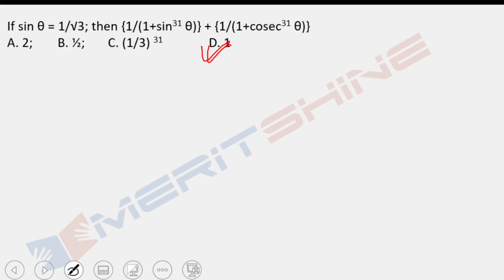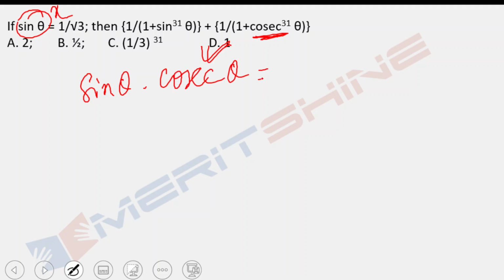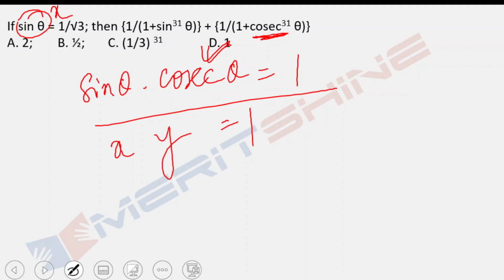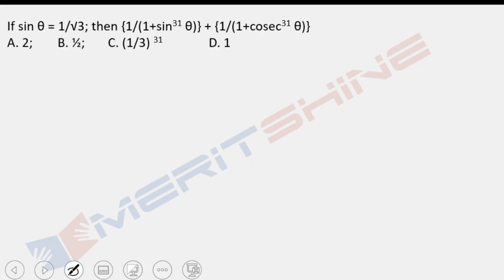Why? Because here see, if I assume this to be x and I assume cosec to be y. So sin theta into cosec theta has a relationship of product being 1 because one is the reciprocal of the other. So the xy is equal to 1 condition is being satisfied here. So therefore I can easily use that concept to solve this question. So our answer is 1.